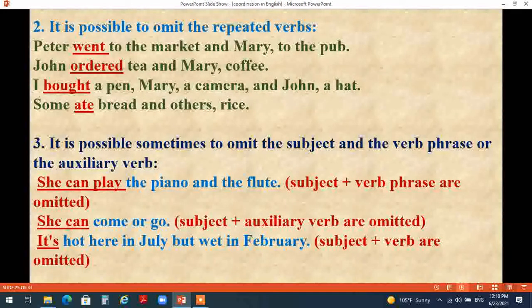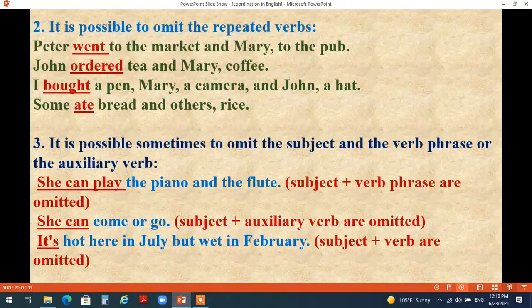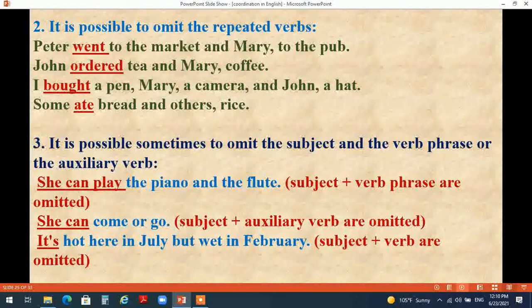It's hot here in July but wet in February. Here we have also omitted the subject and the verb because they are repeated. So whenever we have repetition, there is no need to repeat the same words, but we prefer to omit them.